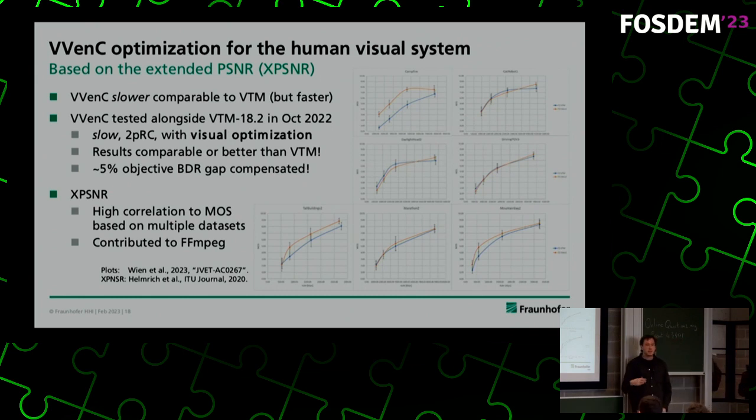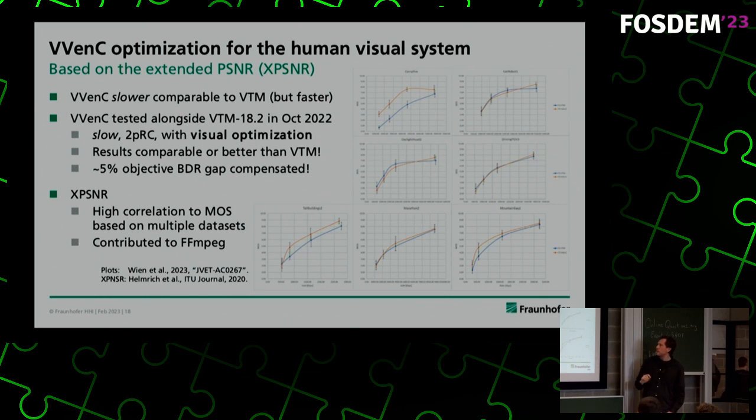So basically, in the JVET meeting one before last, there was a verification test with actual human subjects, where VTM was tested with the new compression technology, and we submitted VVenC to be tested alongside it in the slow preset, right? The slower preset has around the efficiency of VTM. Slow preset is objectively 5% behind.